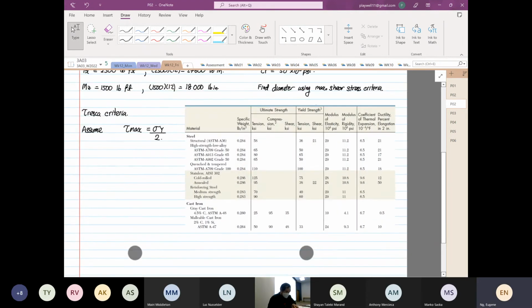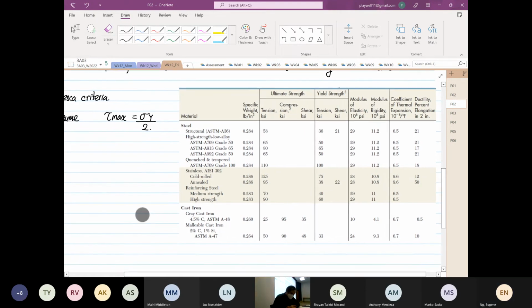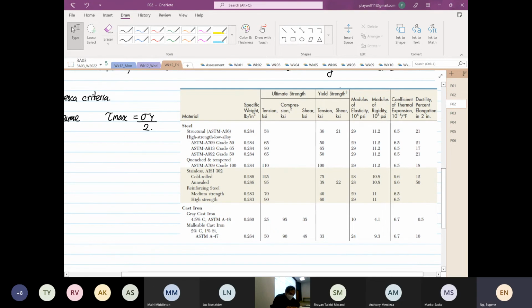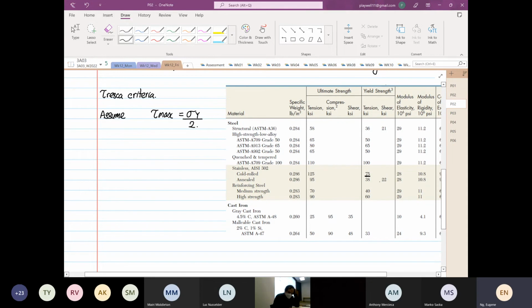So you'll see a table like this. Now, for example, let's say you decide to use a material that is only given 75. Can you all see that? You are only given 75. You are not given the shear.